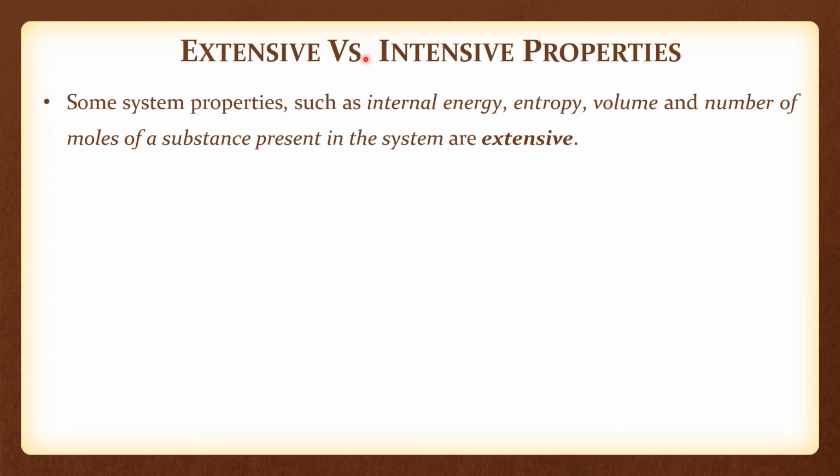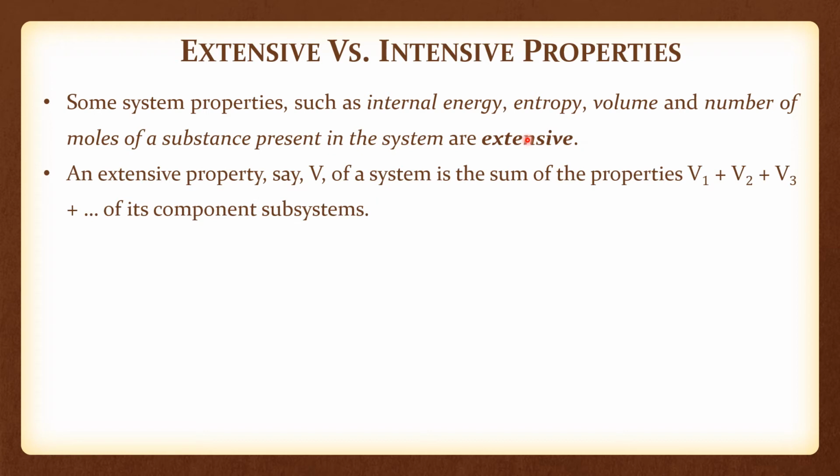Some system properties such as internal energy, entropy, volume, and number of moles of a substance present in the system are called extensive properties. What are these extensive properties? An extensive property, say V, in this case volume of a system, is the sum of the properties of its component subsystems. So if I were to take a system and break it into two, break each of the two subsystems into two, and so on, then if I take my extensive property, say volume, and look at all the constituent subsystems, and add all the volumes of all the subsystems, I will get the total volume of the system. Same will be the case with respect to number of moles.